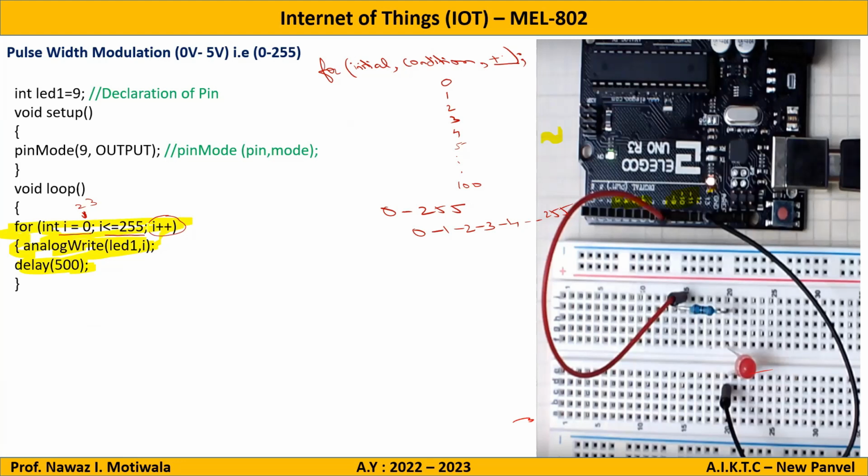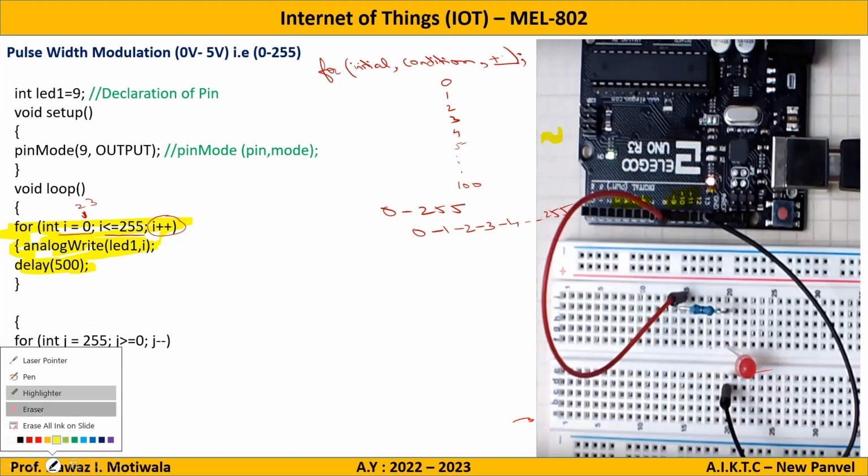But if I say I want to glow the LED in steps of 1 increment and also make the LED go off in decremental steps of 1, so one more loop will come. So I will write one more for loop. I will write here for j is equal to 255. So now here you can see my starting point is 255. I am taking a new variable j because I have already used i here. So int j should start from 255 and it should go up to 0.